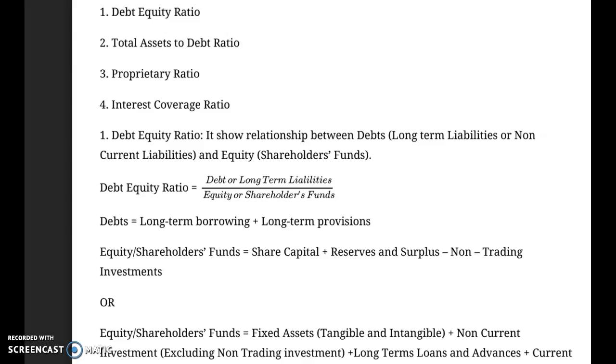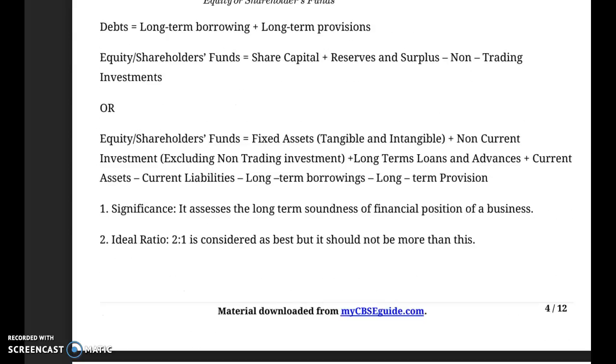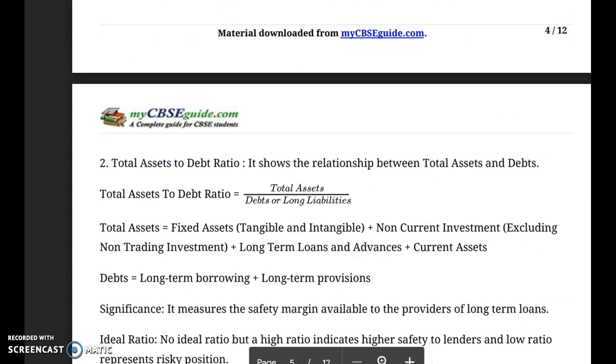The second ratio which we will calculate is the total assets to debt ratio. Please understand, in case of the debt equity ratio, we calculate the relationship between the long-term liabilities and the equity shareholders fund. But in this ratio, as the title itself says, total assets to debt ratio, we establish a relationship between the total assets and the long-term liabilities and long-term provisions. The formula to calculate this ratio is also very easy. That is total assets divided by the debt or long-term liability.